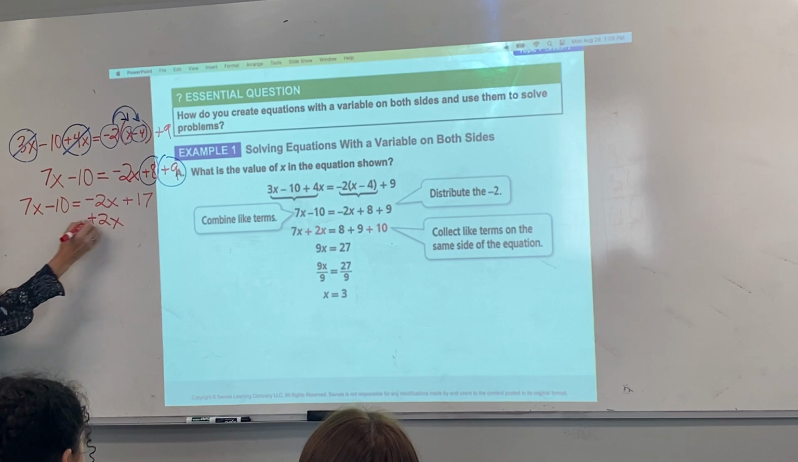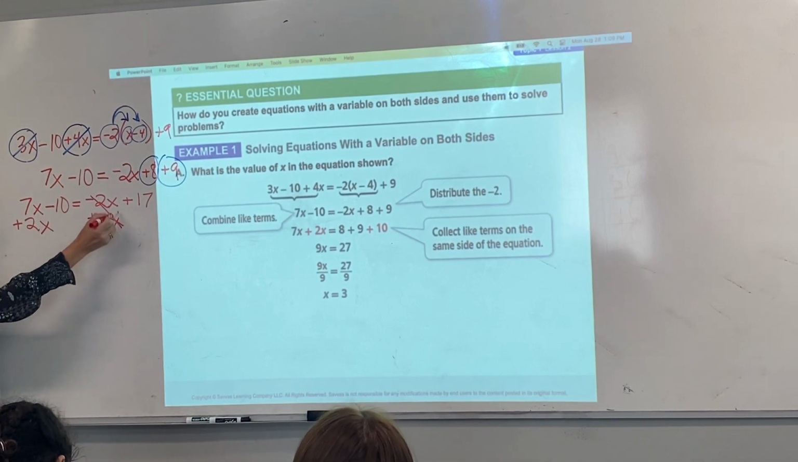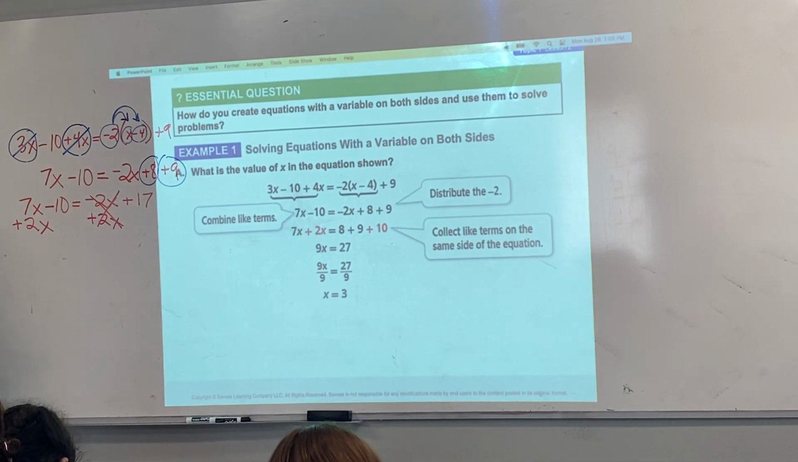Tell me why my preference might be to do it this way. Yes, because it's easier. And if I do it this way, then I don't have to deal with negatives. If I subtract 7x, I'm gonna have a negative 2x and a negative 7x, I'm gonna have a negative 9. And I like to avoid negatives if I can. When you have a choice, choose the easier way.